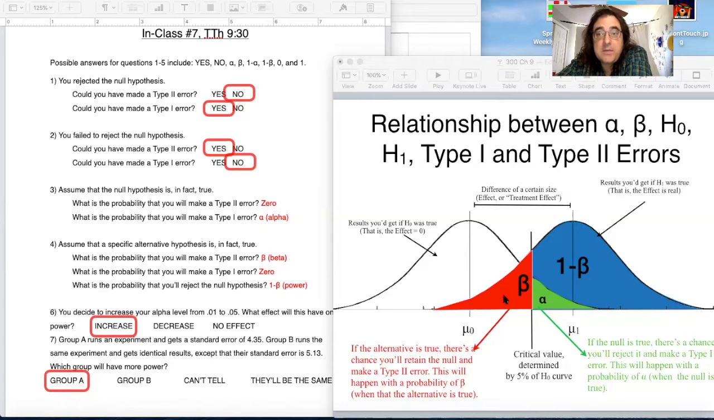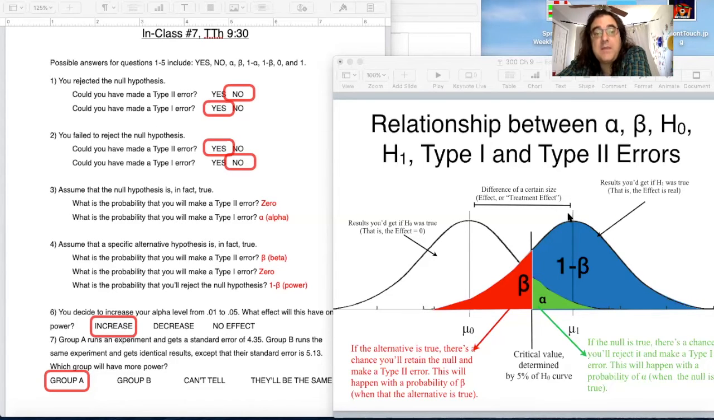The probability that you make a type 1 error, it can happen. If you reject the null under these circumstances, you've done the right thing. It's not an error at all. So a type 1 error means that you're drawing from the null hypothesis curve. Since you're not, you can't make a type 1 error.